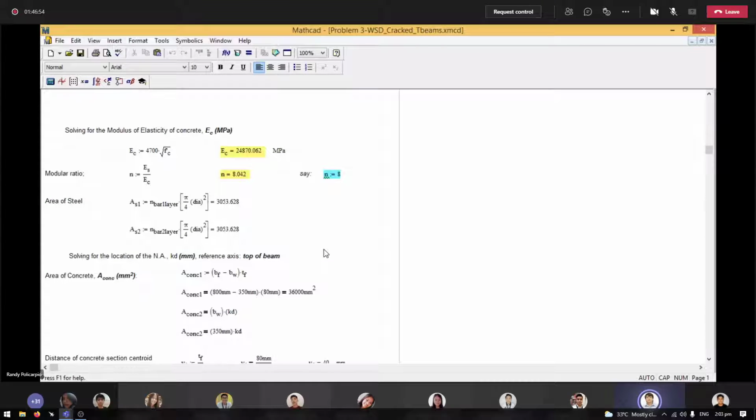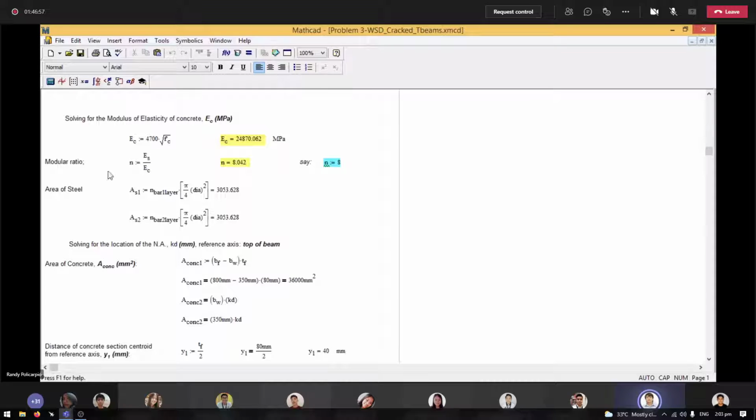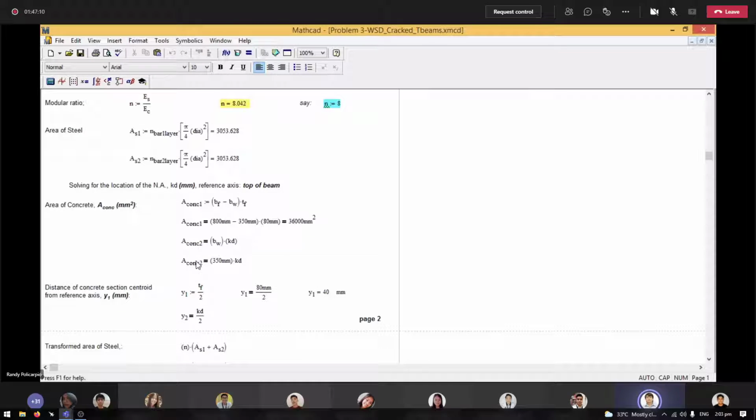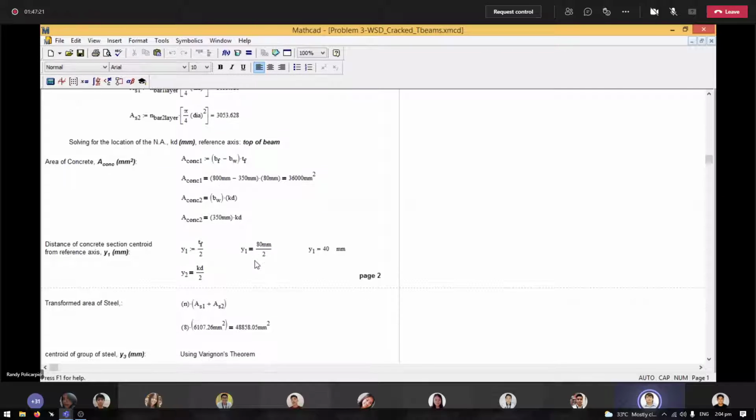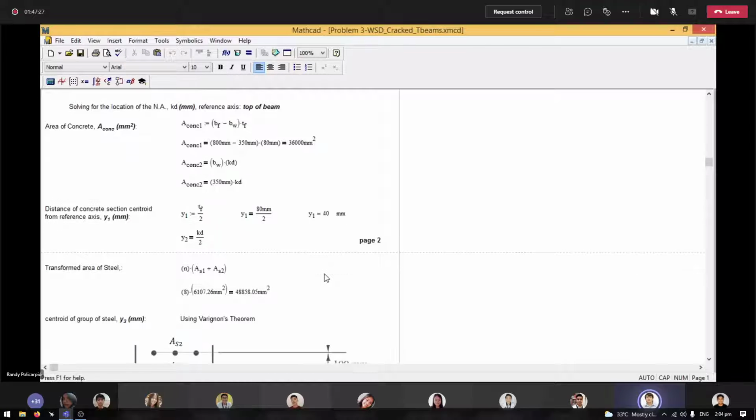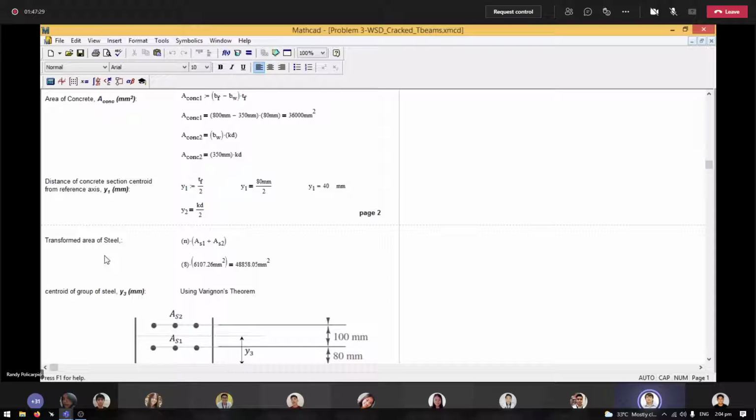Okay, so for the computation, again, you need to solve the following: modular ratio, modulus of elasticity of concrete, the area of the steel. Then we're going to consider yung dalawang divided parts ng ating concrete. We call it A concrete 1 and A concrete 2. So ito sila. And then yung computation ng y1 and y2. So we have here the transformed area of the steel. So this is now the equivalent.